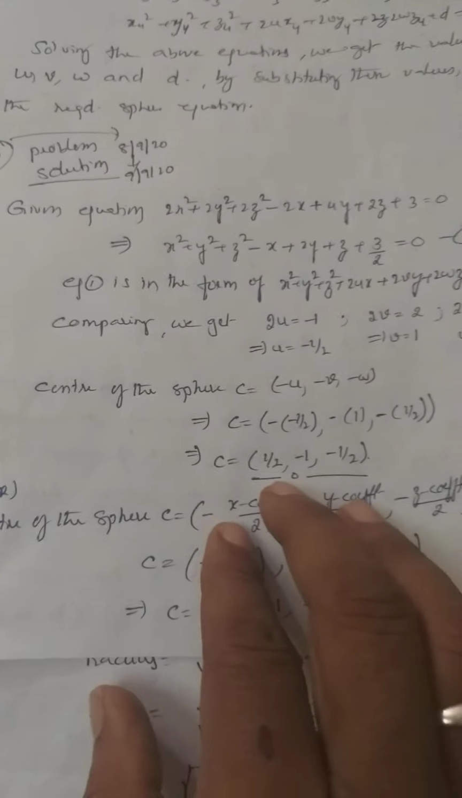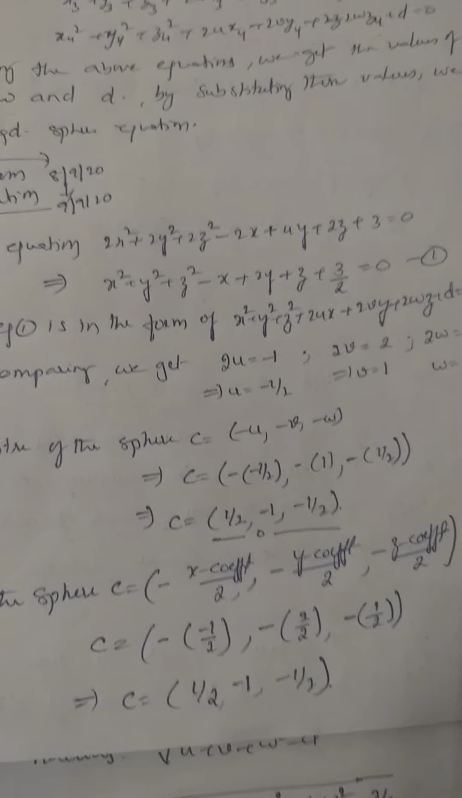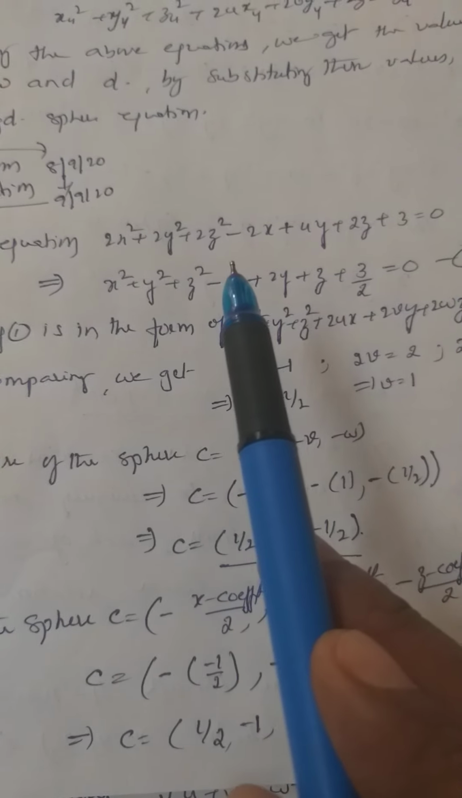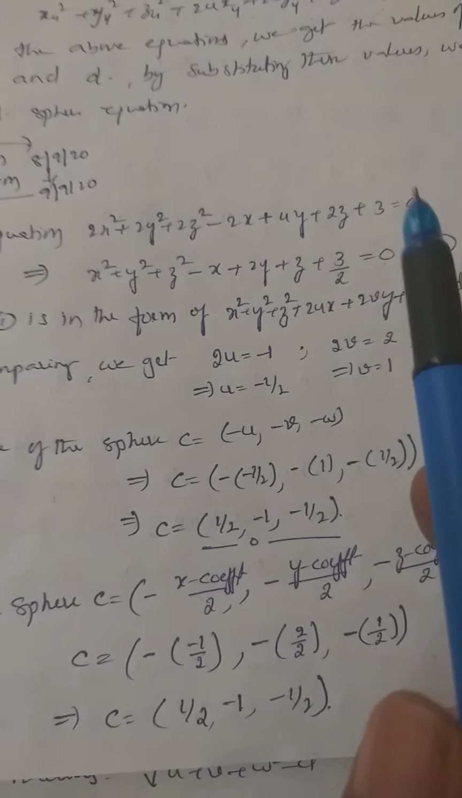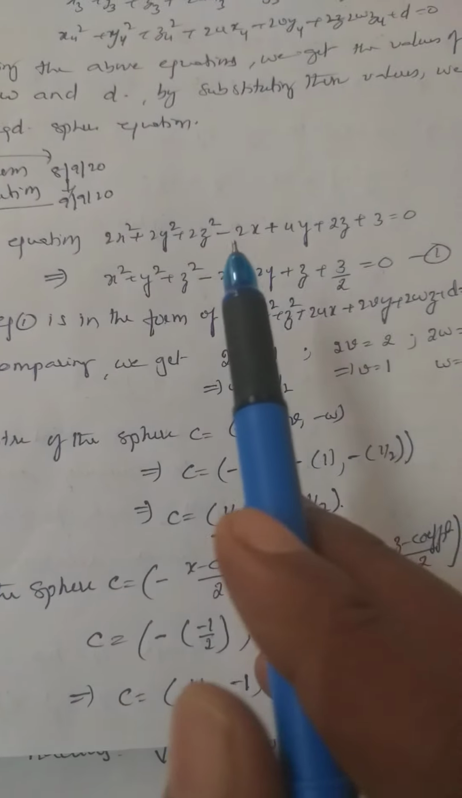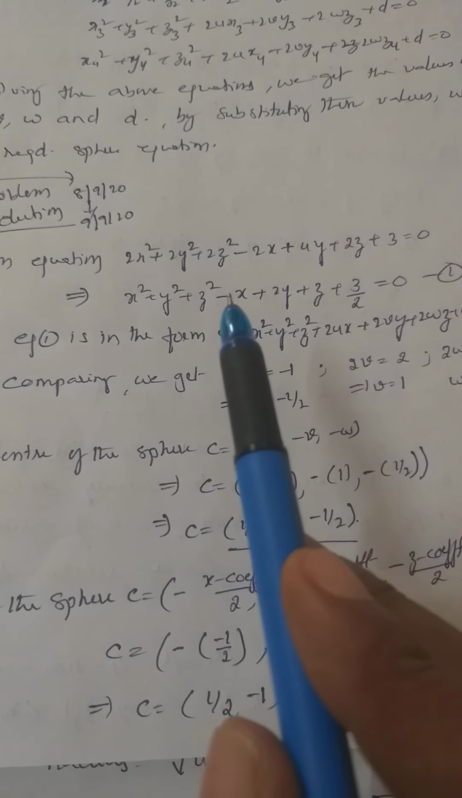Good morning, students. Now, yesterday's homework problem. What is the given equation? 2x square plus 2y square plus 2z square minus 2x plus 4y plus 2z plus 3 is equal to 0. Now we have to convert this equation into standard form.